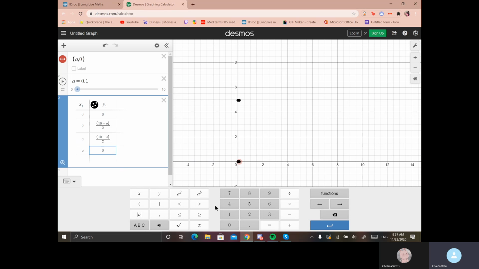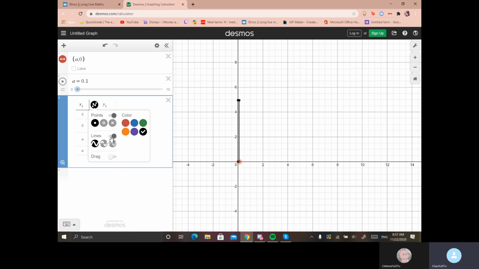And then click on the black icon for 2 seconds, and then go to lines. So as you select your width, it will draw.